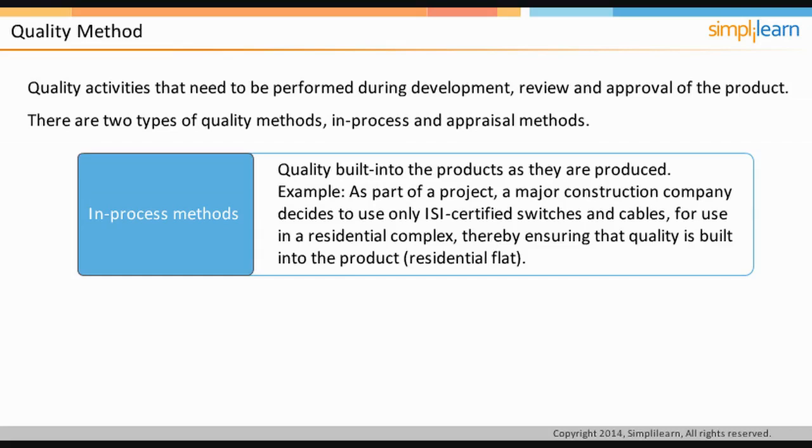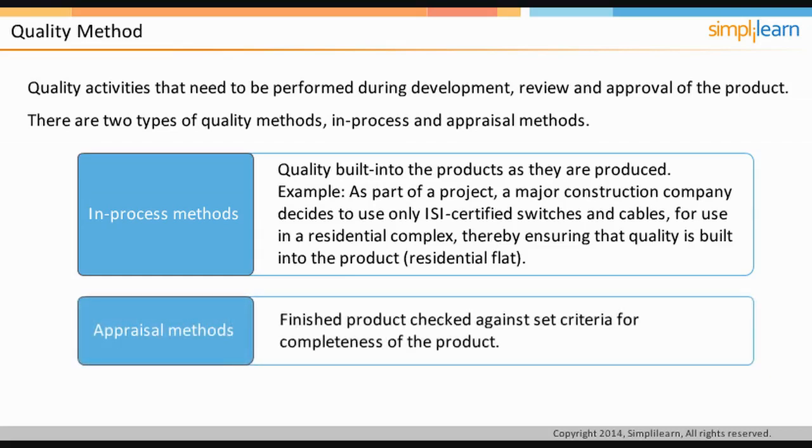Example of in-process method. As part of a project, a major construction company decides to use only ISI certified switches and cables for use in a residential complex, thereby ensuring that quality is built into the product, residential flat. Appraisal methods are applied to the finished products. There are two ways of assessing finished products. We will look at them in the following screen.